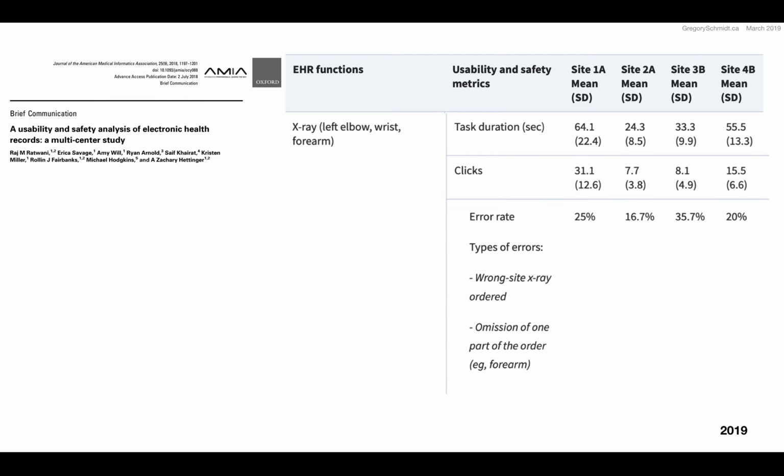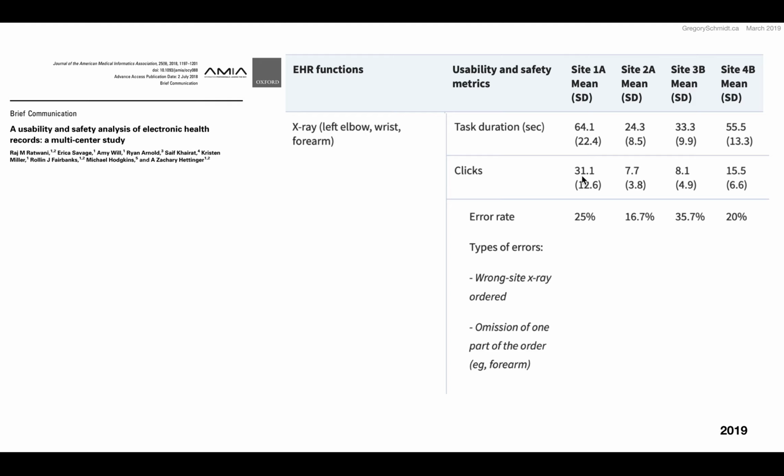And a third example from their study of asking participants to order an X-ray of the left elbow, wrist, and forearm only took between 20 and 64 seconds and only took between 8 to 31 clicks, but resulted in an error of 16 to 36% of the time, being that the wrong side of the X-ray was ordered or they forgot to order on the right part of the body.